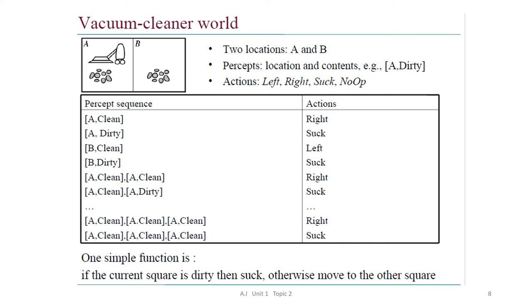Let us discuss the four operations. Initially, the percept sequence is location A and it is clean. Then the action to be performed is to move to the right side. The second operation is, if the location is dirty, the action is to suck the dirt. If location B is clean, the vacuum cleaner has to move to the left side. If location B is dirty, then suck it. These are the four operations the agent has to perform.